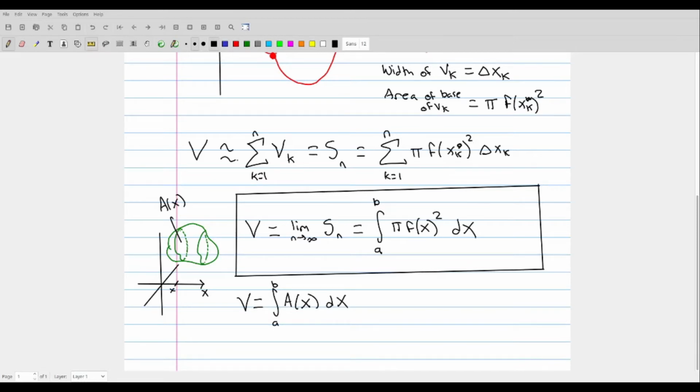So this is a formula that may be useful later on down the road if you ever come up with more complicated shapes, or have a more complicated shape that you're trying to find the volume of. But for now, we're just going to go over this formula right here and do some examples of it.